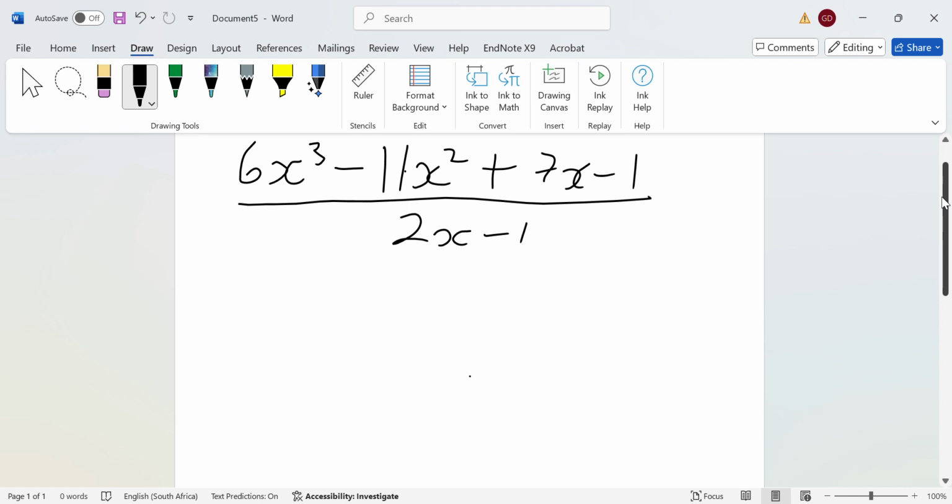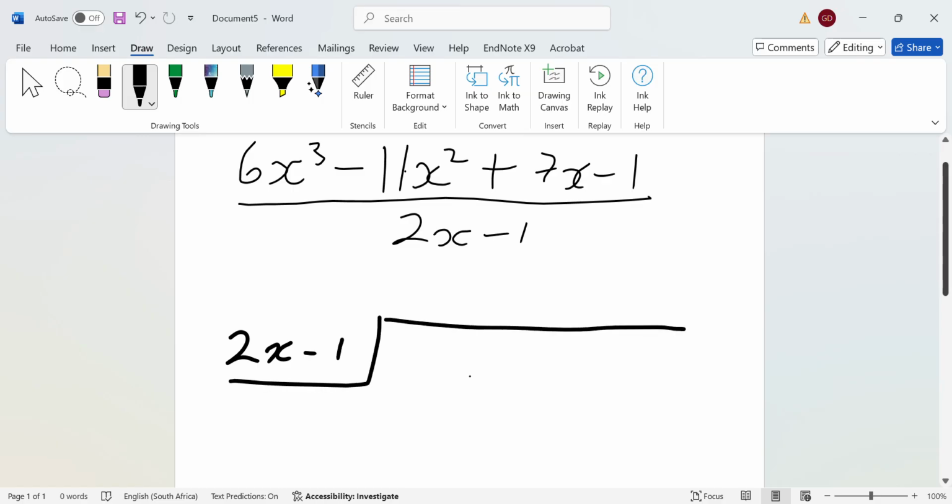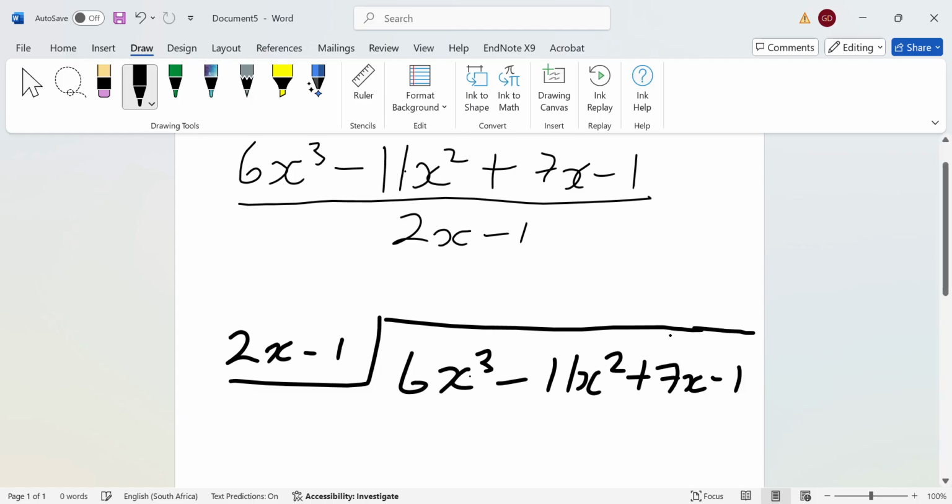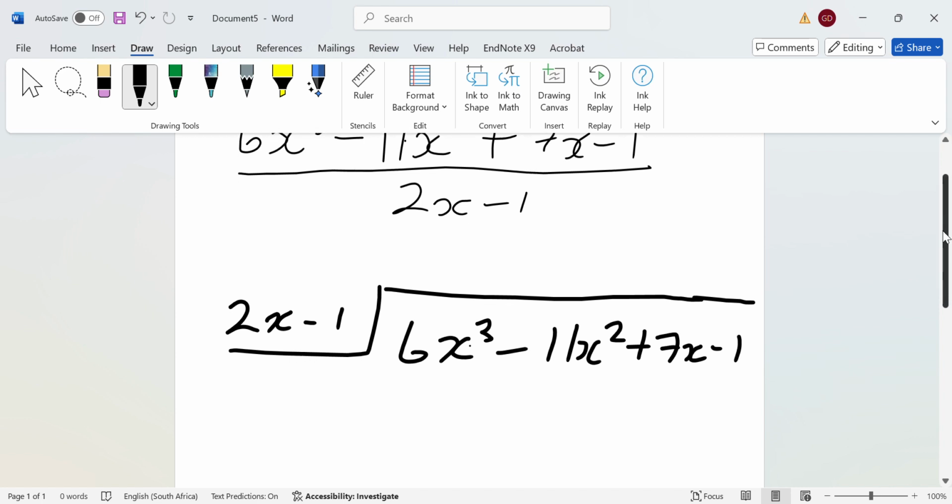So firstly, what we're going to do is just rewrite that. So you've got 2x minus 1, then have that, then below that you're going to have 6x cubed subtract 11x squared plus 7x minus 1. Okay, let me just make sure that is expanded to proper size.